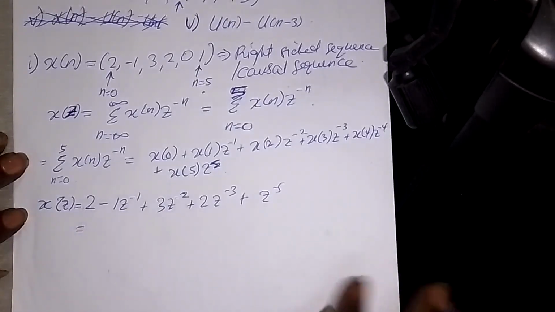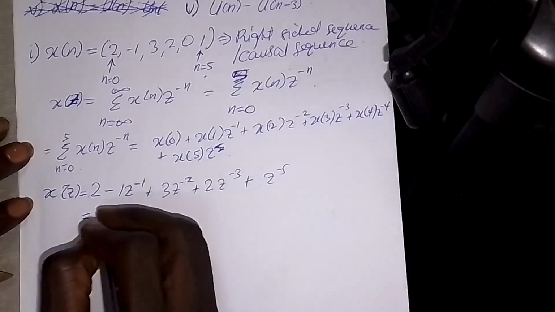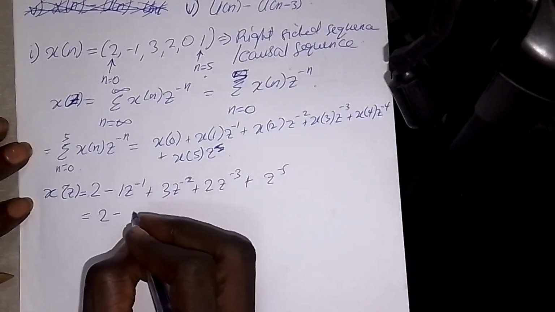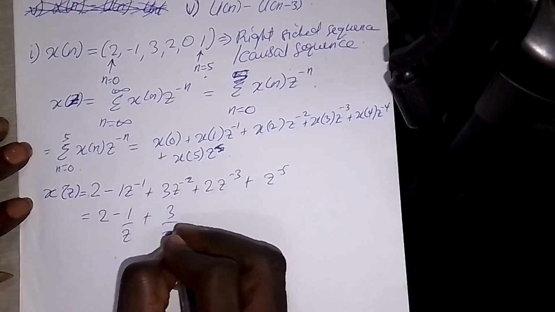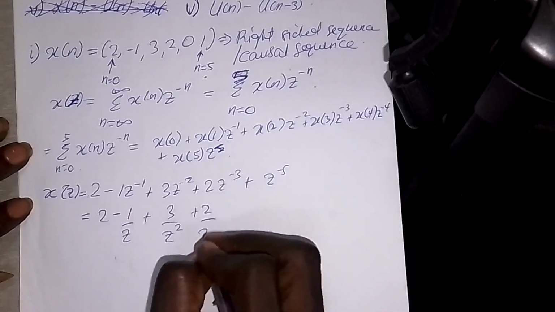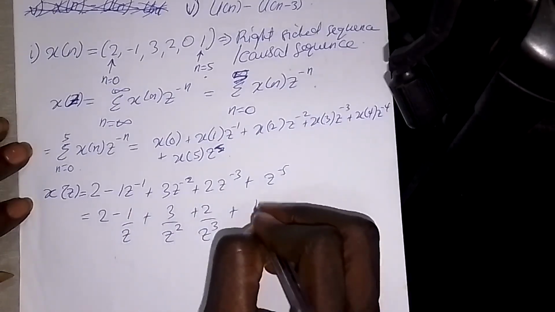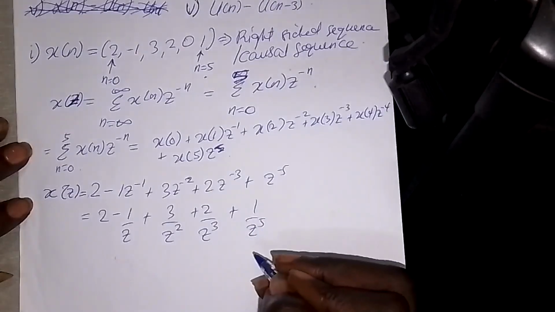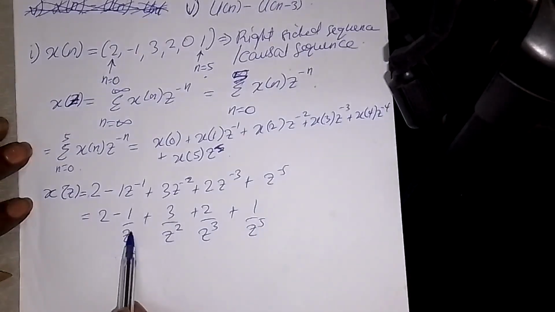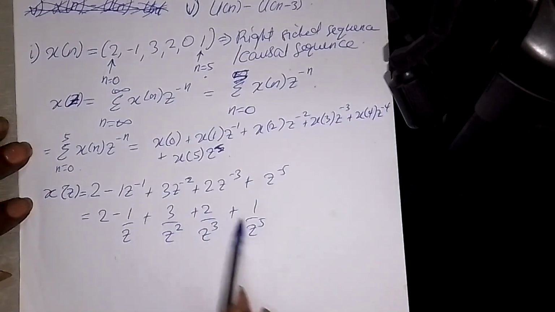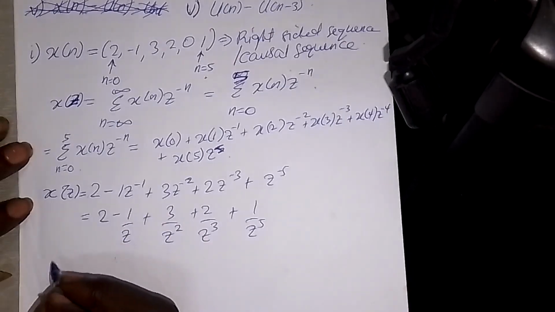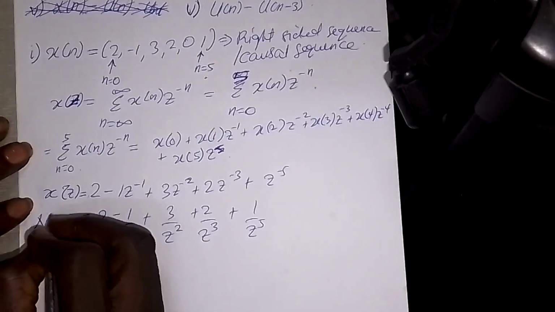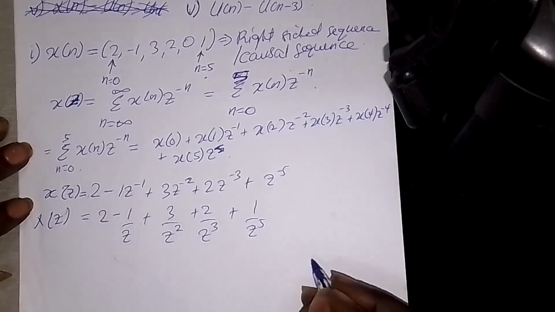So this is equal to 2 minus 1 over z plus 3 over z squared plus 2 over z cubed plus 1 over z exponent 5. Okay. So now here, if I divide by 0, it will go to infinity. If I divide by 0, it will go to infinity. So now this is the Z transform.